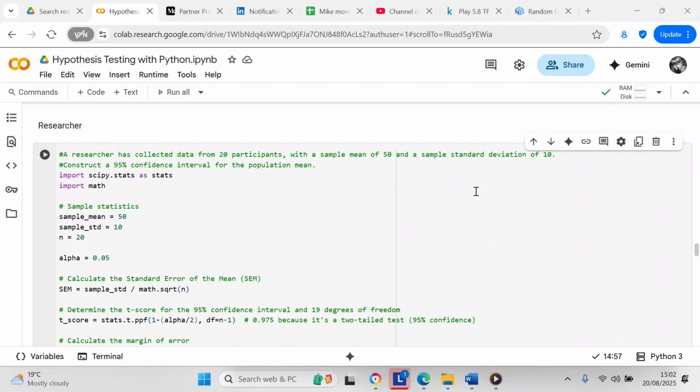So we're going to set up our sample statistics. Our sample mean is 50, our sample standard deviation is 10, and our n, that's the number of elements or number of participants, is 20. And then we're going to set our alpha as 0.05. So alpha is going to be your significance level.